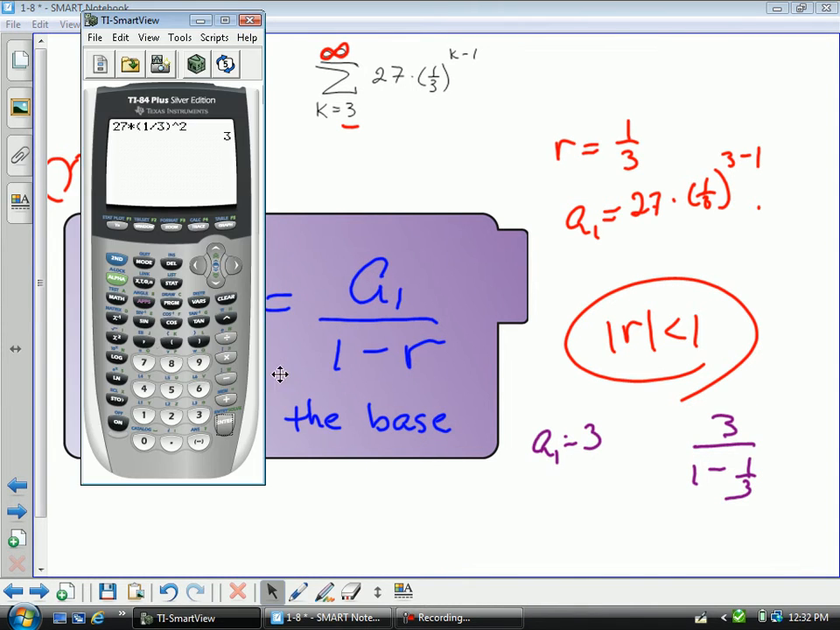Using your calculator, you don't have to put the 1/3 in a parenthesis. Only if it were negative would you have to do something like that. And 4.5 is our answer.